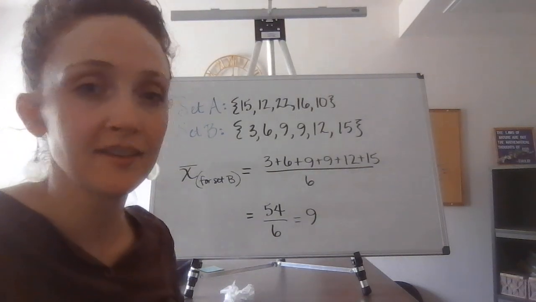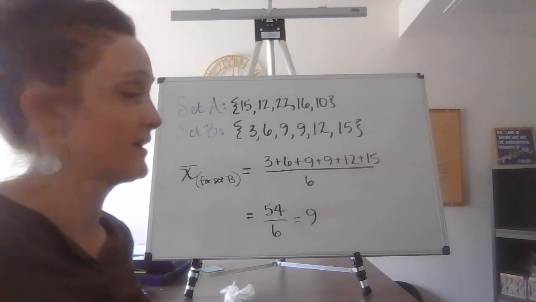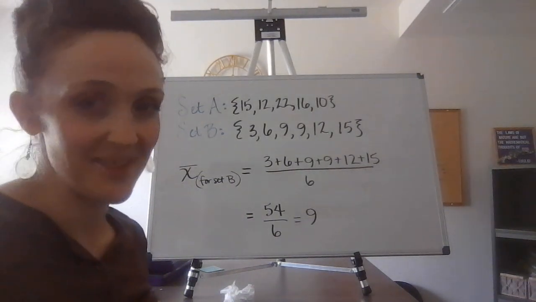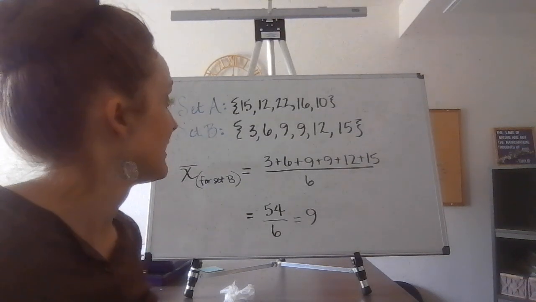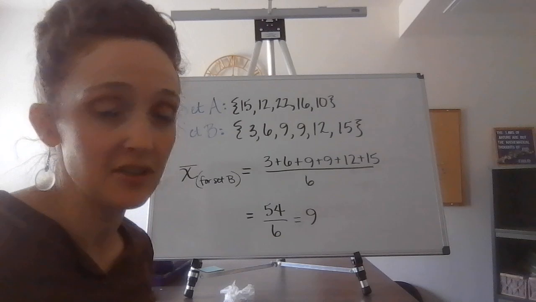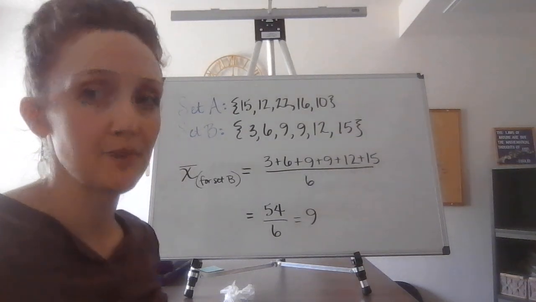Okay, I calculated this mean and I got 9 for X bar. Hopefully you got the same thing. It does seem reasonable. That's a middle value. And it seems like a good representation of a measure of center for set B.